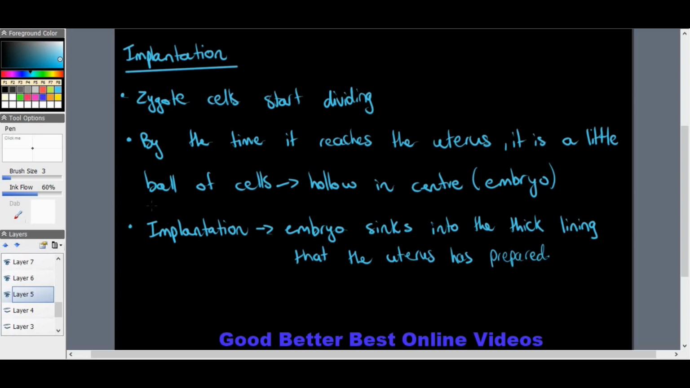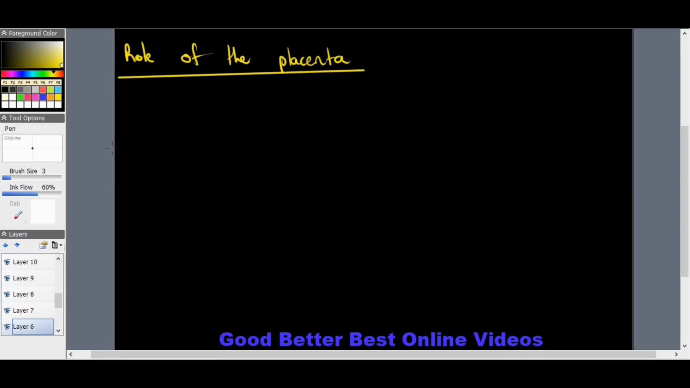Now it's ready for development. It's ready to almost metamorphosize. If we look at what happens with the frog, we call that metamorphosis, using the likeness that it's now ready to change or develop into a fetus. You can start seeing more human-like structures appearing. Let's look at the role of the placenta.